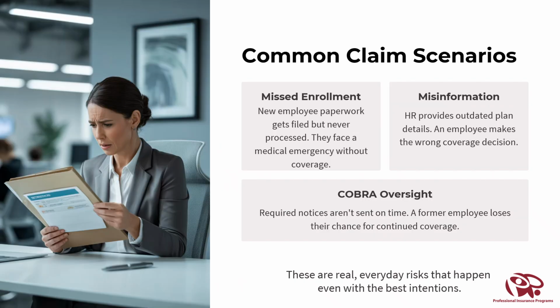Let's go over a few examples that can trigger an EBL claim. A new hire fills out benefit paperwork, but it never gets submitted. They later face a medical emergency and discover they aren't enrolled in the health plan. HR shares outdated plan information. The employee makes a coverage choice based on that info and later finds out it wasn't accurate. COBRA notices don't go out on time, and a former employee loses their opportunity to continue coverage. These kinds of mistakes happen more often than you might think, and even in organizations with the best intentions.